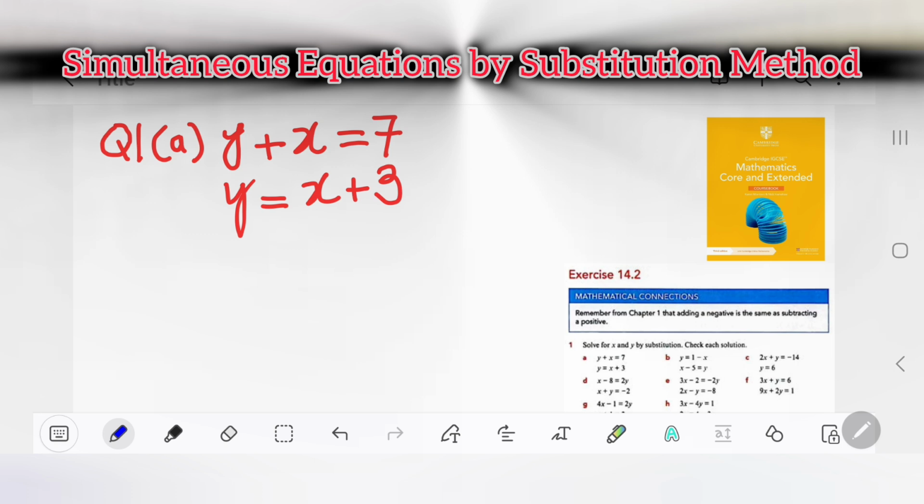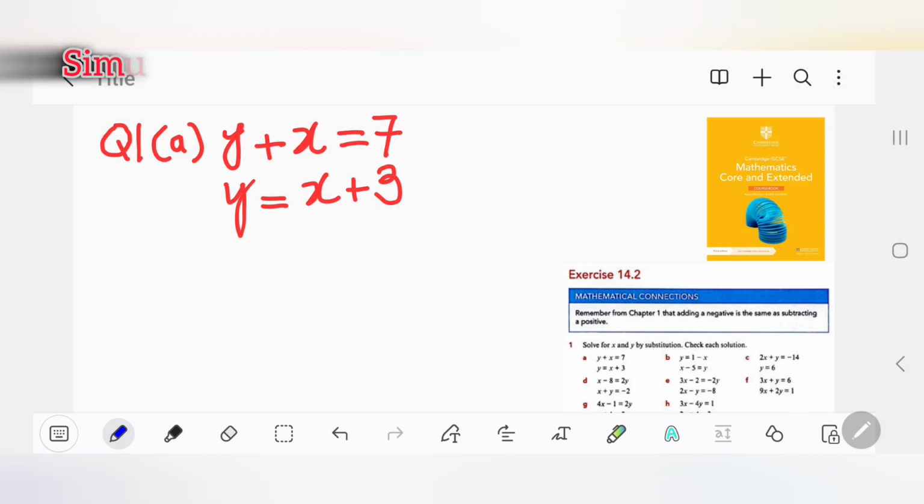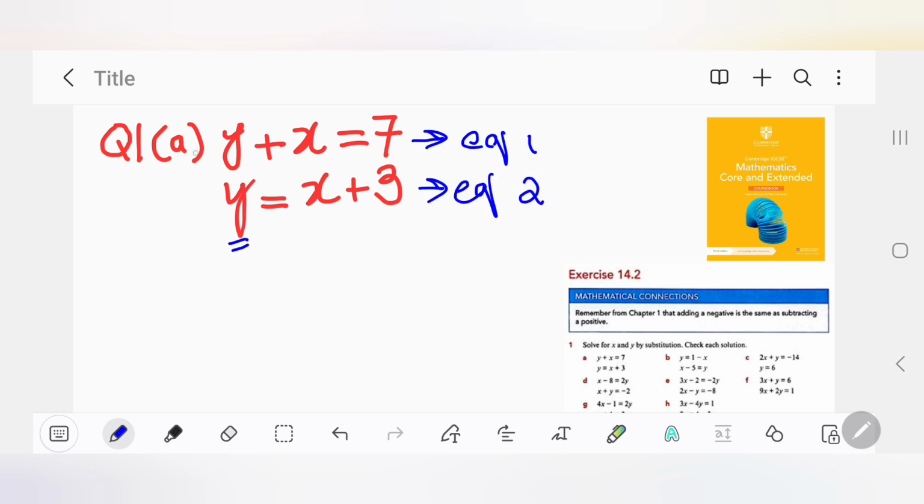We are going to start with question number 1A, which is a set of simultaneous equations, and we have to solve these equations by using the substitution method. So the very first key of the substitution method is to isolate one of the variables, and you can choose either of the equations first. I will first name them as equation 1 and equation 2.